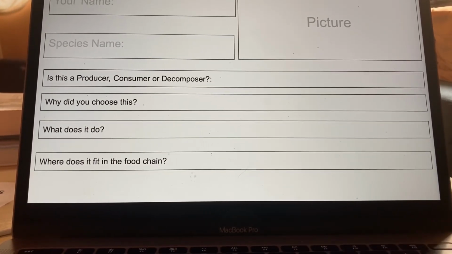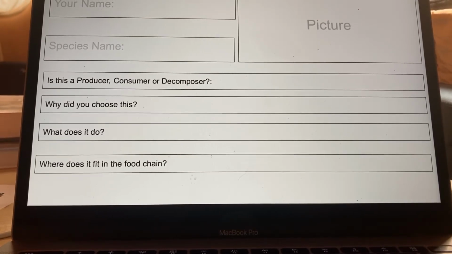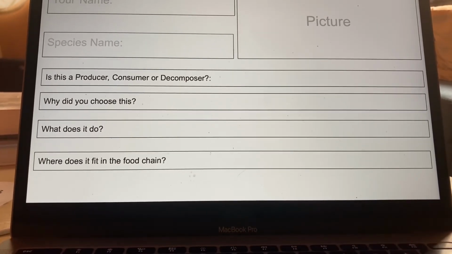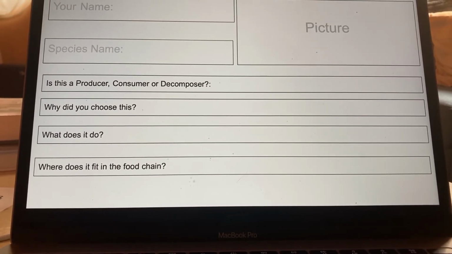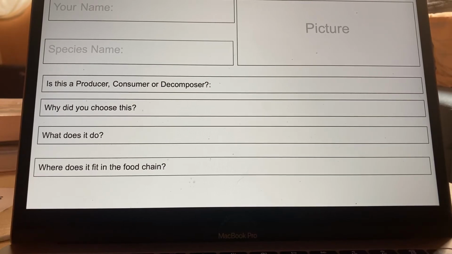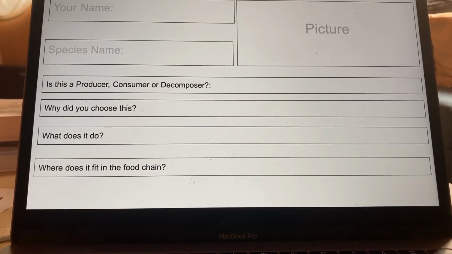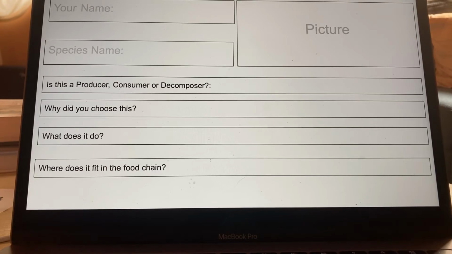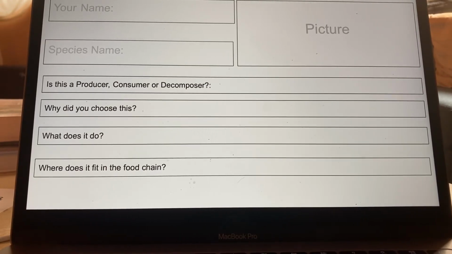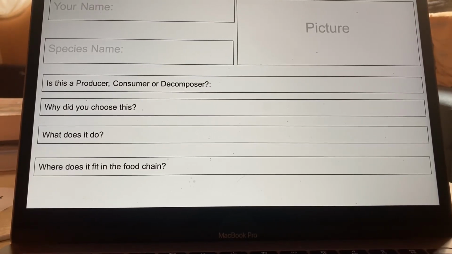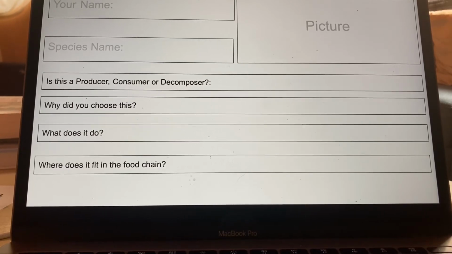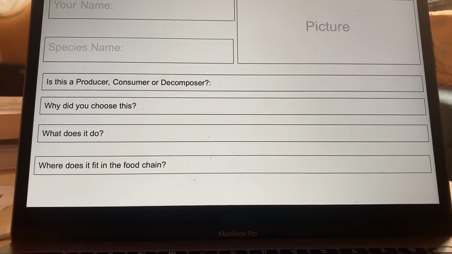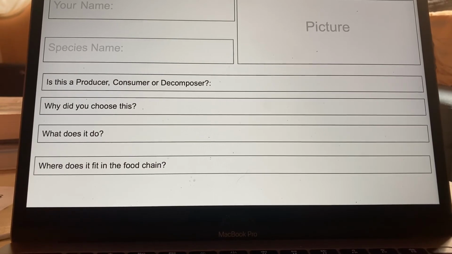Is this a producer, a consumer, or a decomposer? So write your answer right next to that. It's going to be one of those three things. Why did you choose this? So like, why is it your favorite? What does it do? So, for example, a producer, grass, would eat water and air. That's what its food is. And where does it fit in the food chain? So just write a little bit about where this thing compares to other parts of the food chain.